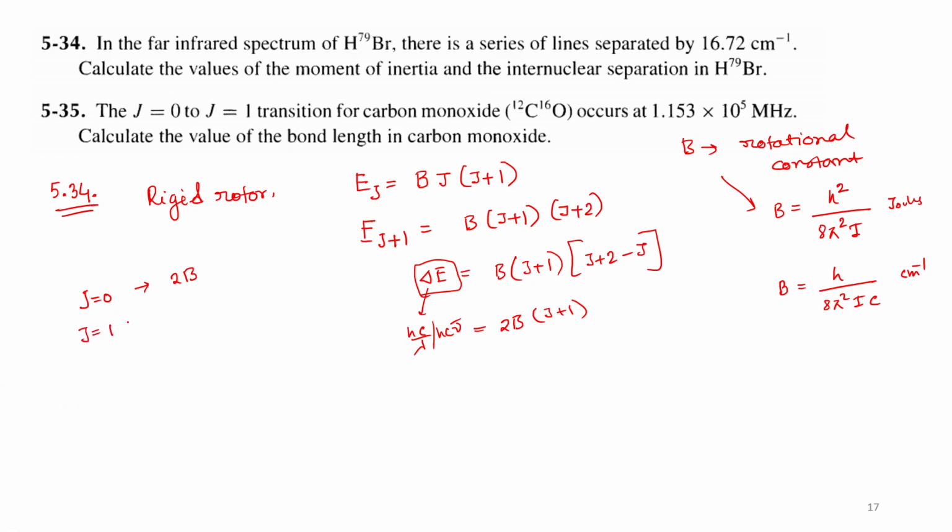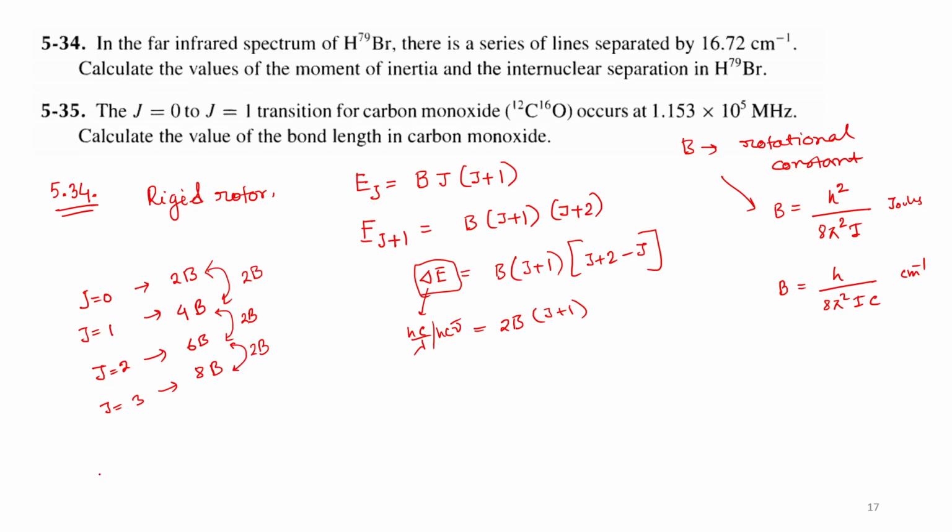What about j equals 1? You are going to get another point, so that would be 4b. For j equals 2, you are going to point at 6b. Now for j equals 3, you are going to get 8b. So you can see the lines are actually separated. In the spectrum, the lines are separated by 2b. That is actually the interesting factor here.